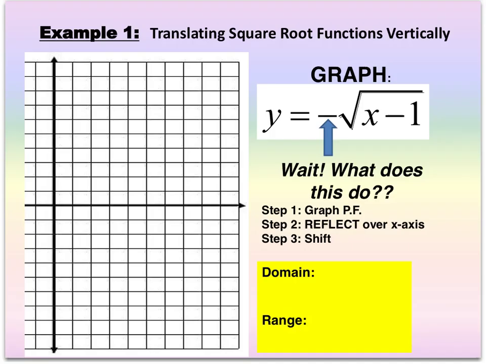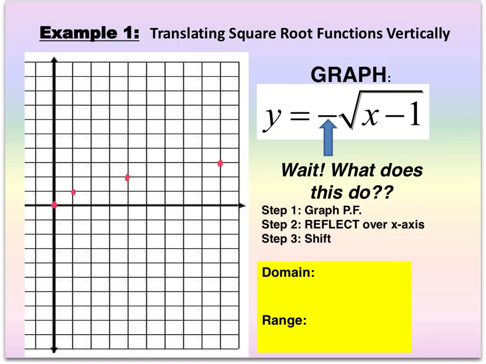This function is going to have two different transformations. The negative in front of the radical represents a reflection over the x-axis, which I'm going to do first. And then the minus 1 underneath the radical means I have a horizontal transformation to the right. So the first step is to plot my parent function points. The second step is going to be doing one transformation at a time. So the first thing I'm going to do is do my reflection.